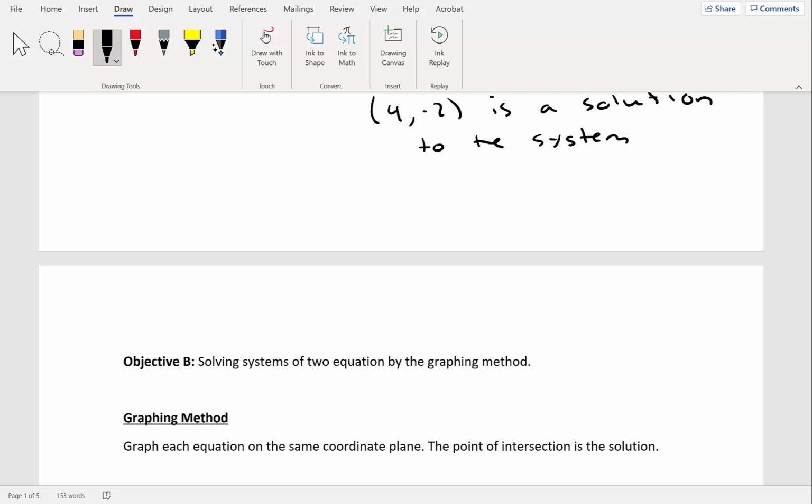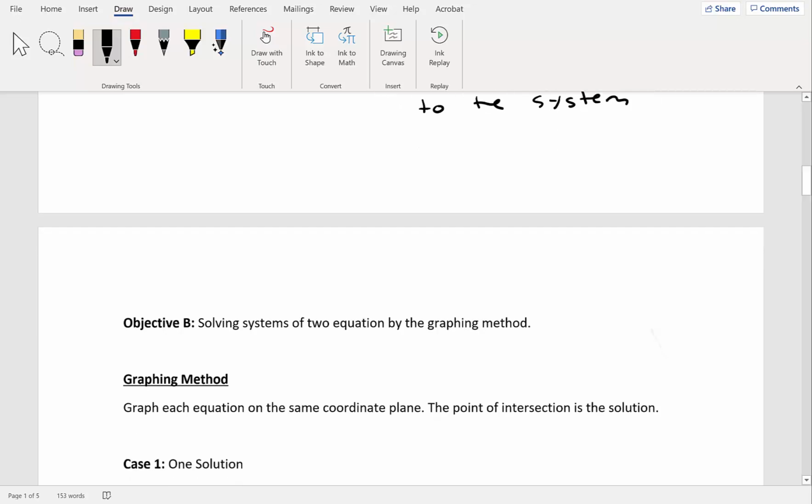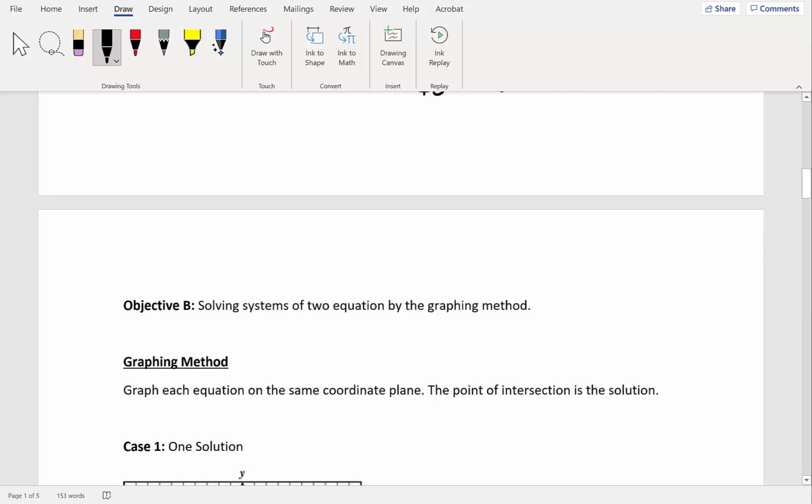So we're going to learn a few different types of methods. We have the graphing method, we have the substitution method, and we have the elimination method. For this particular section, we're going to be taking a look at the graphing method. Now, with the graphing method, what you're going to do is graph each equation on the same coordinate plane. Now, the point of intersection, this is the solution. So the point where the 2 lines intersect is going to be your solution.